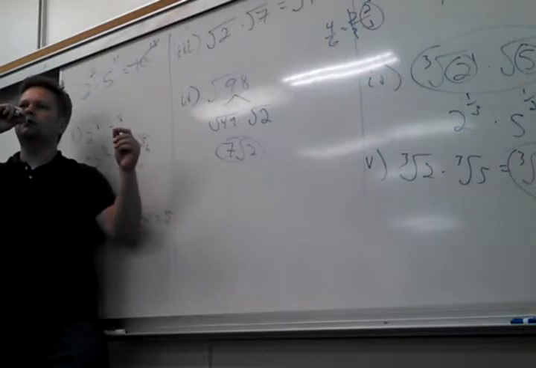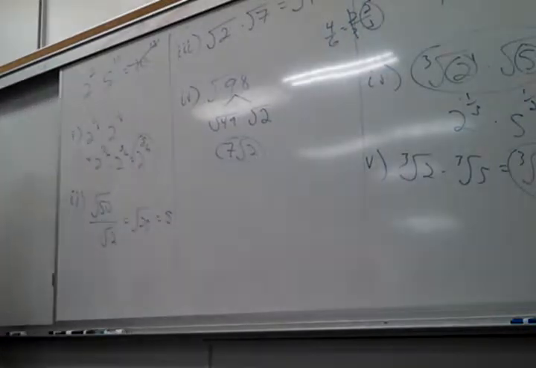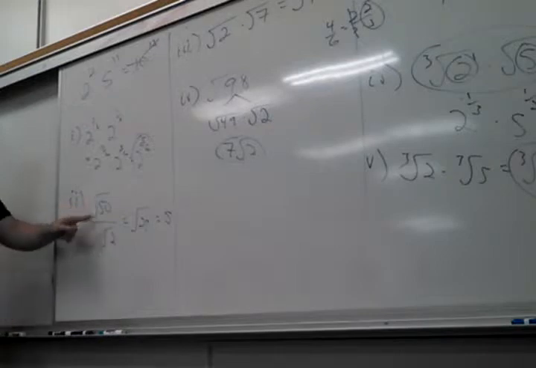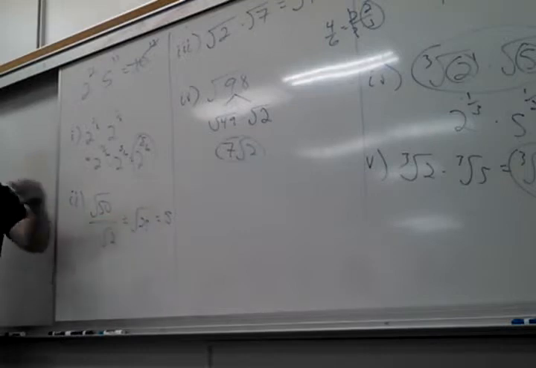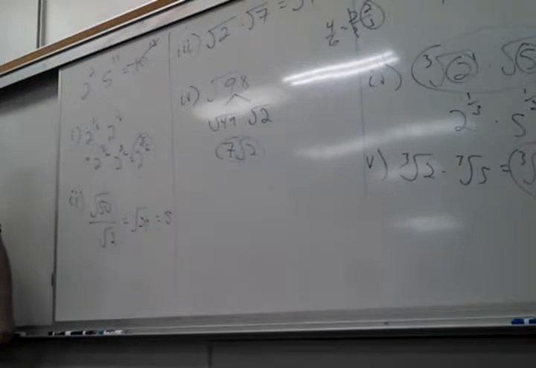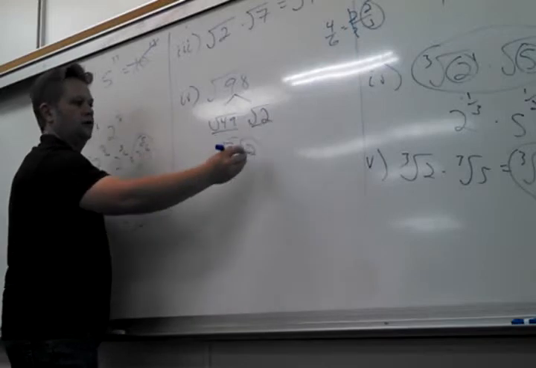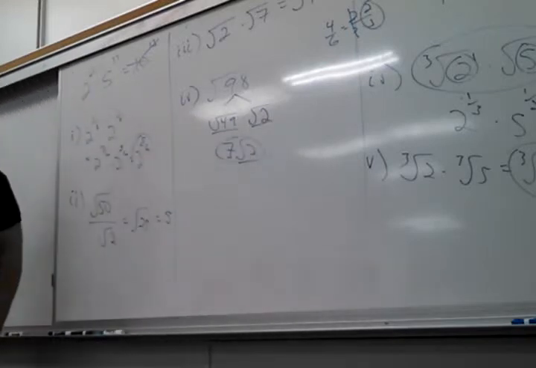So like on the other one, it was 50 over square root of 2. Why did the 2 disappear there? Because it's both the same root, so I'm allowed to divide. 50 divided by 2 is 25. Why is it 7 root 2? Because the square root of 49 is 7. Square root of 2 is square root of 2.